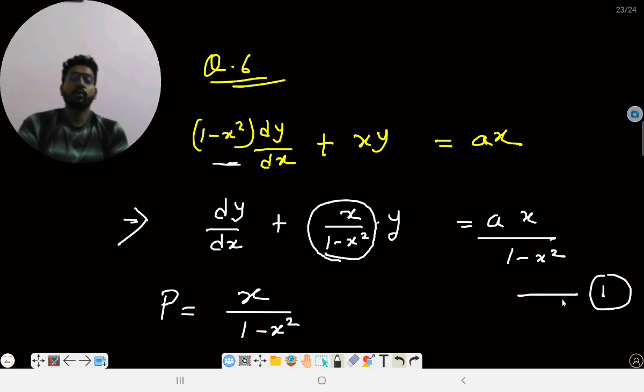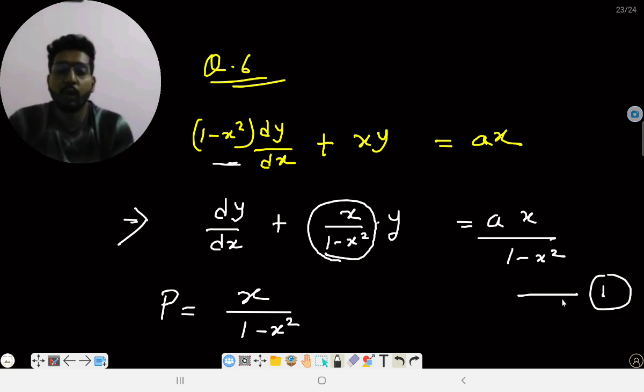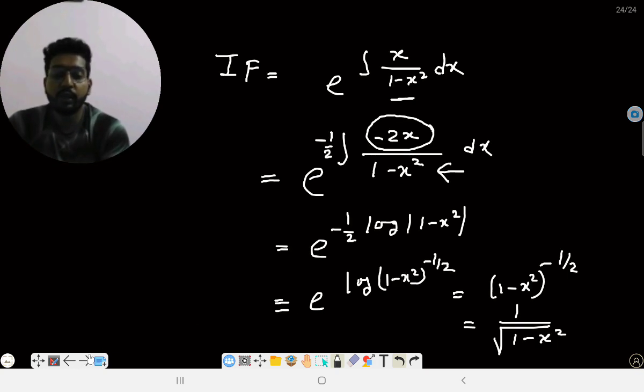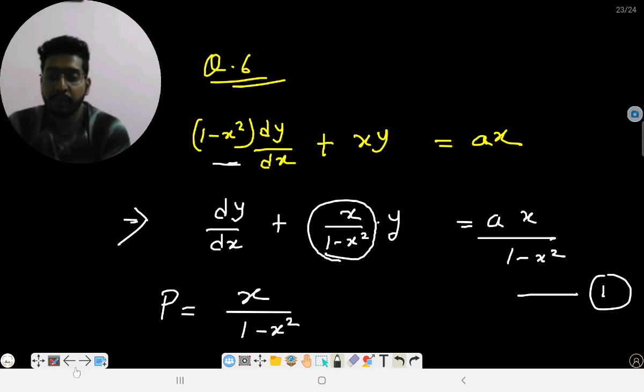Okay, now take this equation as equation 1. Now what we need to do is, you got the integrating factor, you have to multiply both sides with the integrating factor. Okay, so both sides by the integrating factor. Then what is the next step?